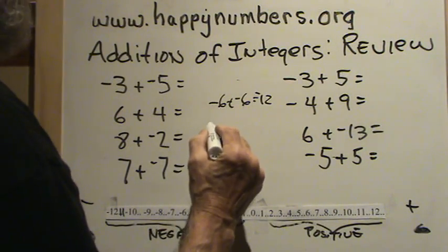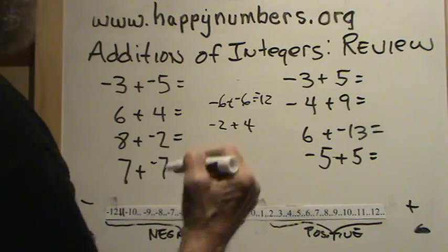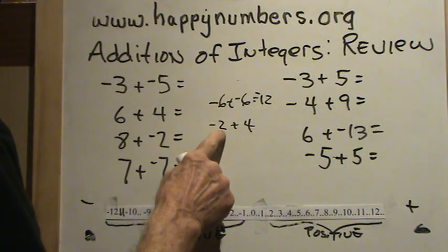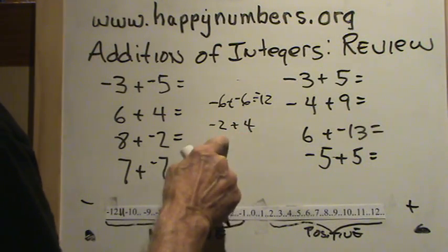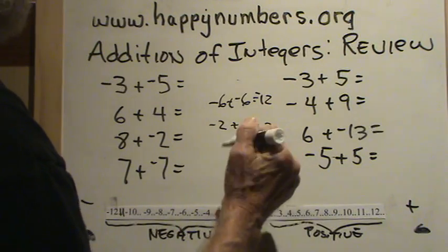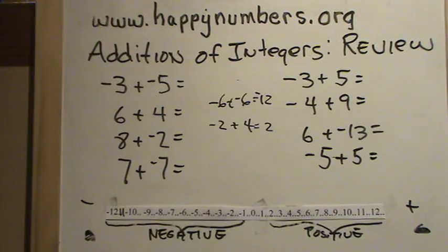If the signs are different, -2 plus 4, you ignore the signs, you take the smaller number away from the larger number, 2. 4 take away 2 is 2, and you use the sign of the larger number. In this case, the larger number is the 4.